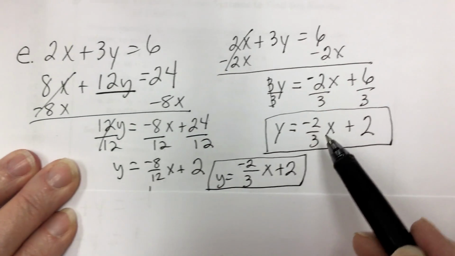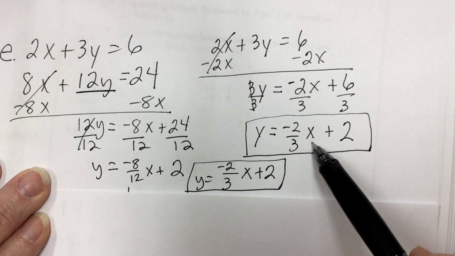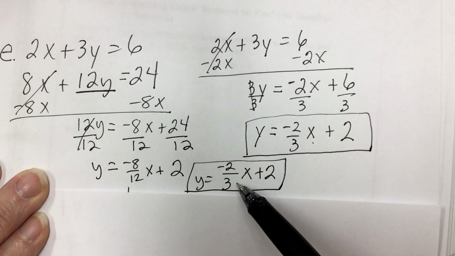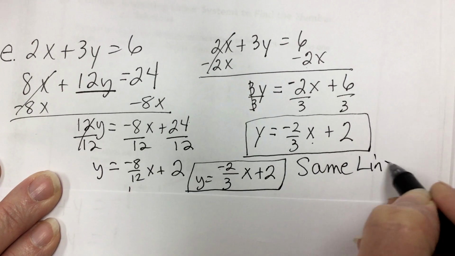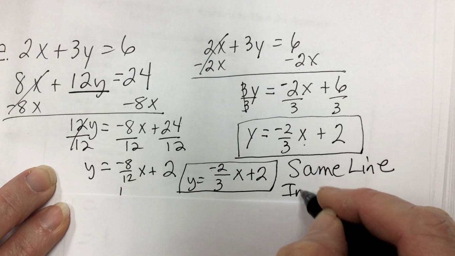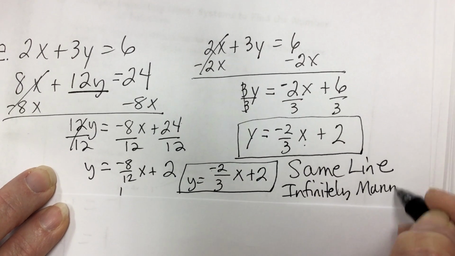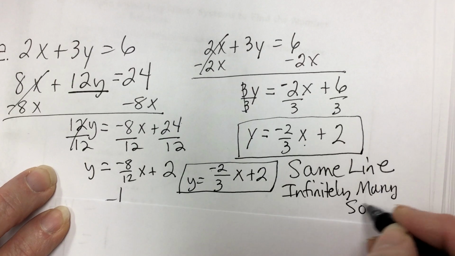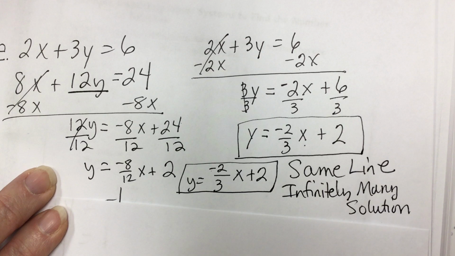What do you notice about these two equations? Here was the first one solved for y equals mx plus b form. Here's the second one solved for y equals mx plus b form. So these are the same line. So the answer to this system of equations would be infinitely many solutions. When you graph these two lines, you would graph one right on top of the other, therefore they would meet at each point.